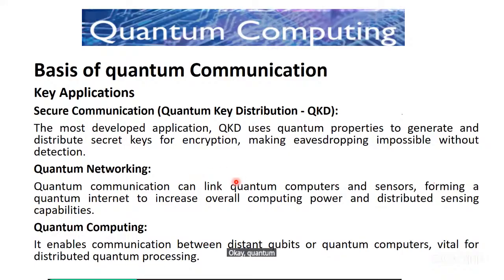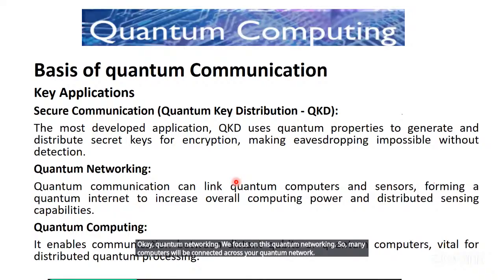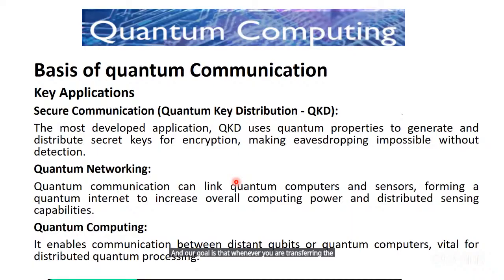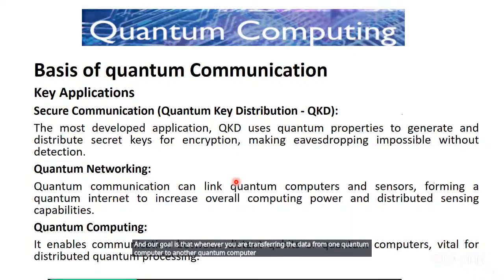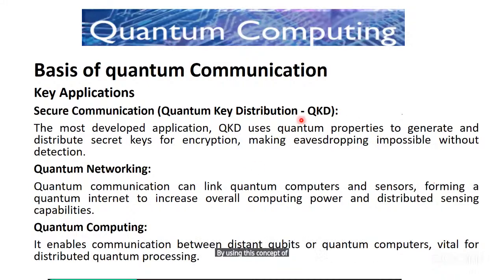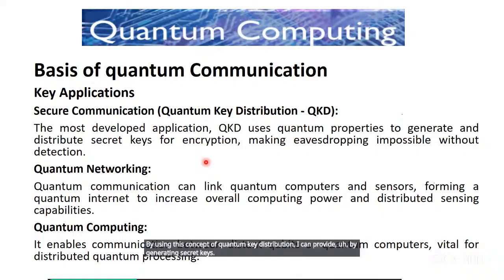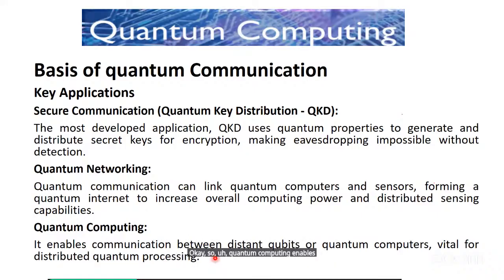Okay, quantum networking, focus on this quantum networking. Many computers will be connected across your quantum network. Our goal is that whenever you are transferring data from one quantum computer to another across the network, security is very, very important. By using this concept of quantum key distribution, I can generate secret keys for encryption and decryption. I can provide secure communication among the quantum computers in the network. So quantum networking enables communication between distant qubits or quantum computers for distributed quantum processing.